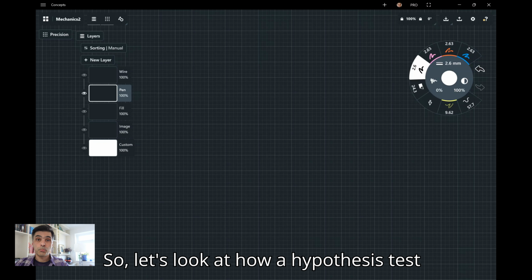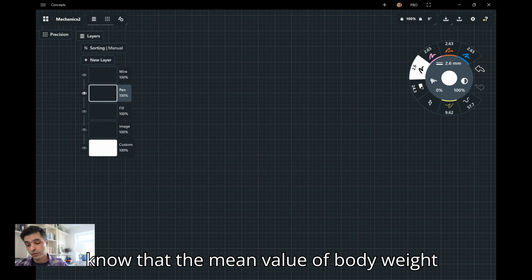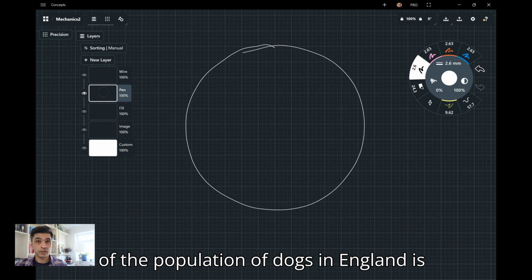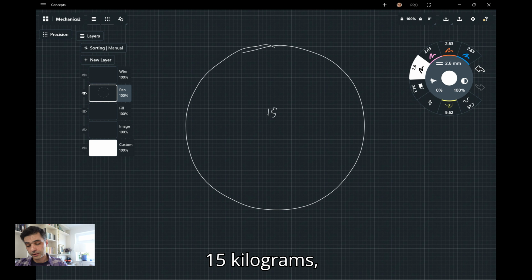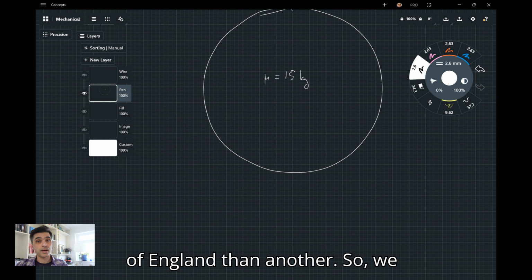So let's look at how a hypothesis test works in statistics using a very simple example. Let's say that we know that the mean value of body weight of the population of dogs in England is 15 kilograms. So mu is 15 kilograms. And we want to know if a random sample of this population is affected by a drug we give in our clinic. Now, hypothetically, our clinic's catchment area is the whole of England, and there's no reason for us to believe that we accept more cases from one area of England than another.